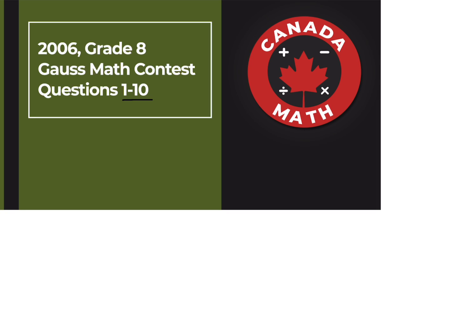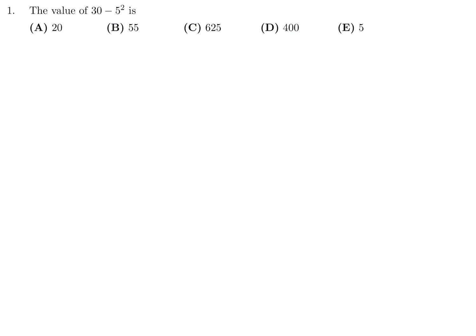Questions 1 through 10 on the 2006 Grade 8 Gauss Math Contest. The value of 30 minus 5 squared: 5 squared is 25, and 30 minus 25 is 5. So number 1, the answer is E.